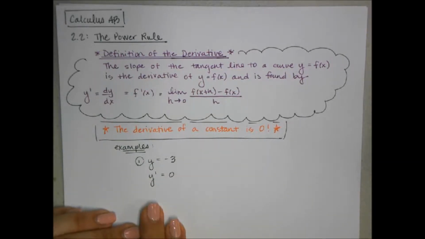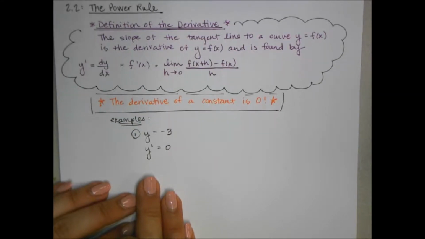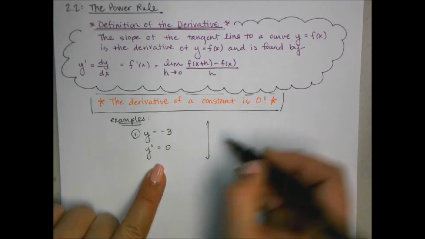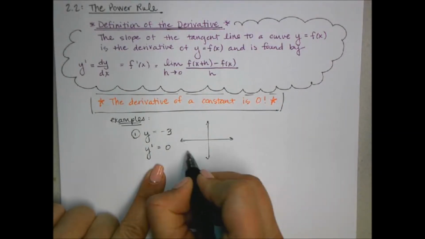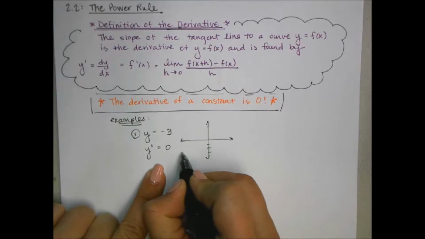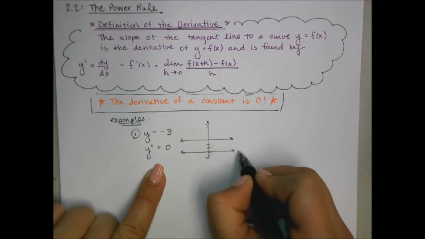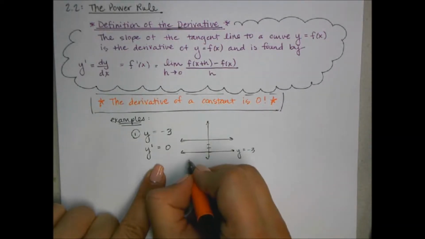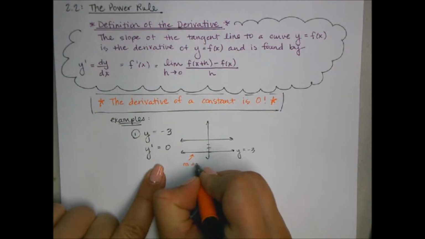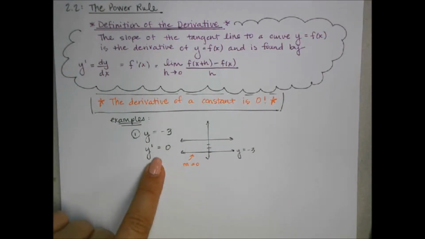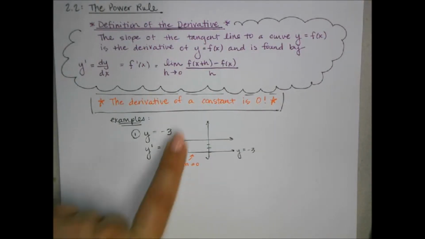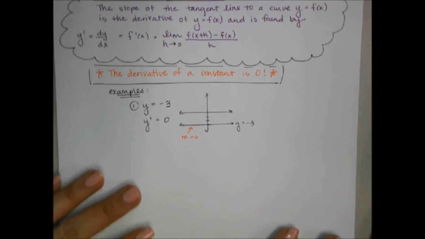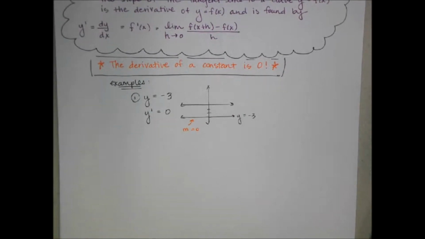Remember that this is because we're talking about the slope of a tangent line. If we draw y equals negative 3, so we'll go down here, negative 3, y equals negative 3 is a horizontal line. What is its slope? This line has a slope of 0, and the slope of the line is the derivative. So the derivative of any constant will always be 0. So now we'll go ahead and jump into that power rule.